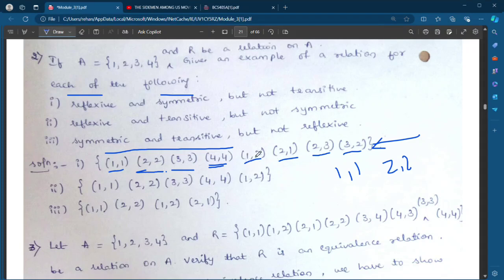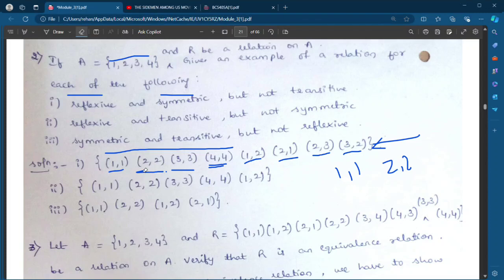If I take 1 comma 4, I have to take 4. Let me just think. Anyhow, this time is being wasted. In reflexive, suppose I have only written 1, 1, 2, 2, 3, 3, but I'm not writing 4, 4. Then it will be irreflexive, because all the elements in the set should have that reflexive property. But it should not be transitive. So somewhere we can do it here.